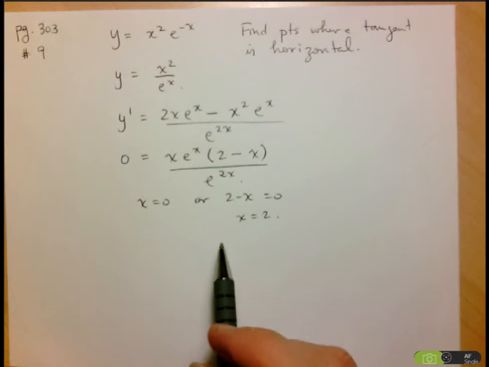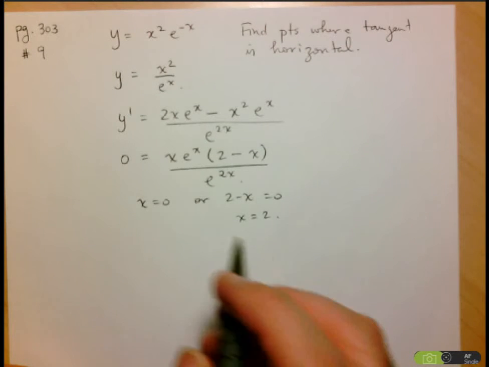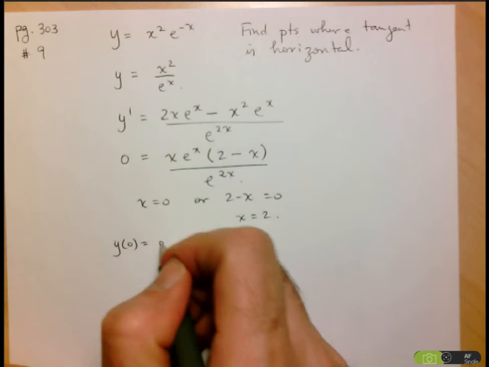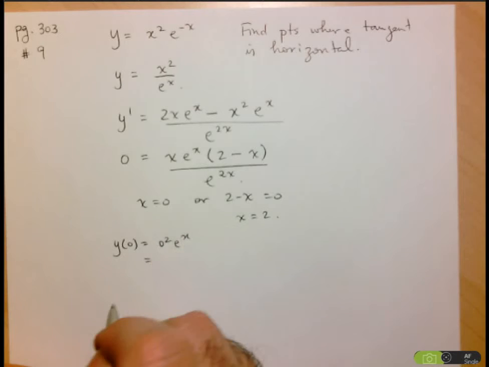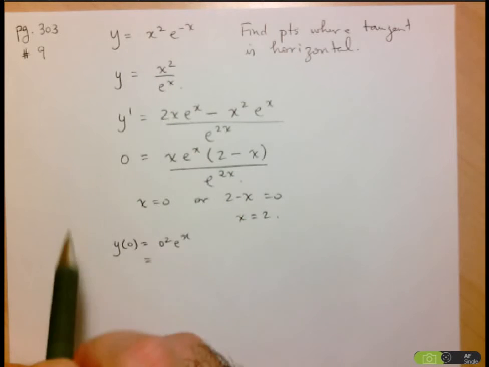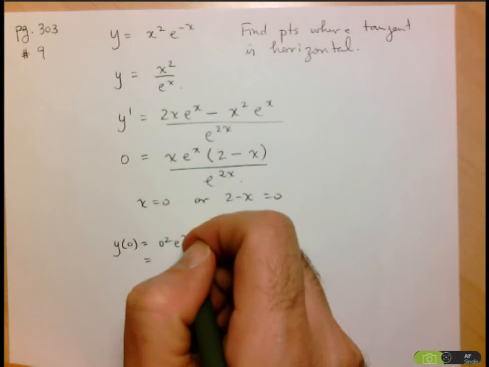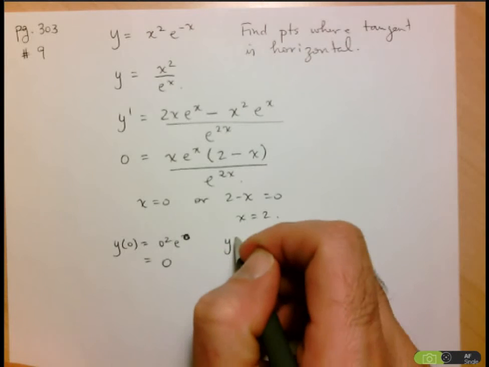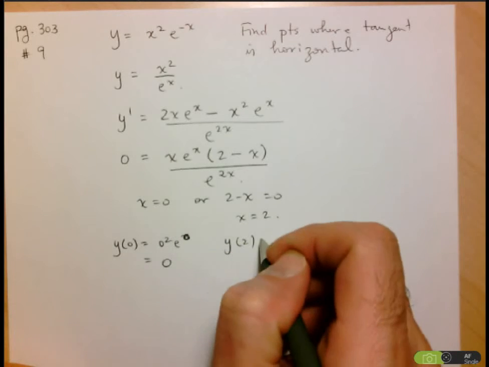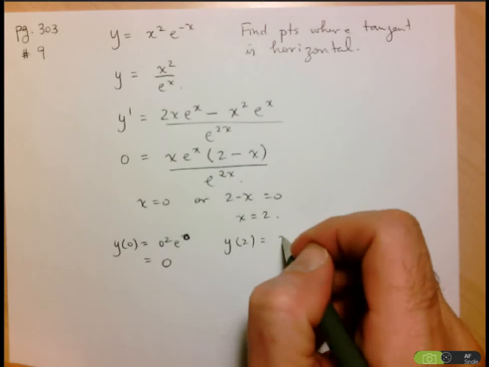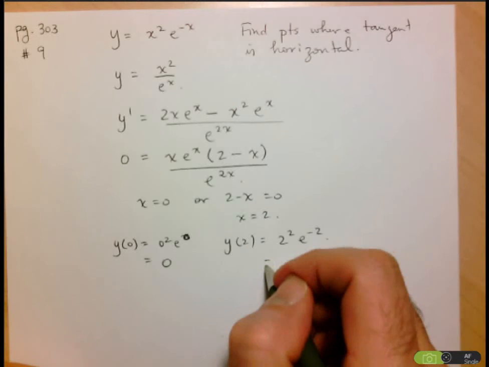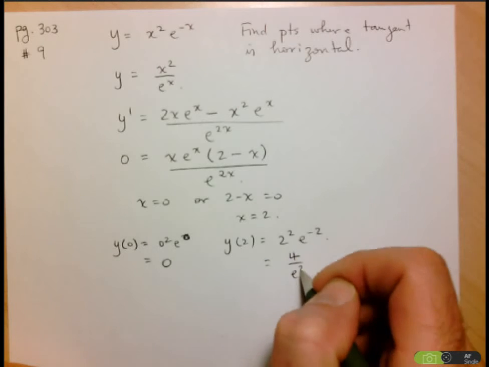Okay, but since we're looking for the point, we need to find the y values. So let's start by finding y at 0. So that's just 0 squared times e to the 0. Okay, just stick that back into the original equation. So, whoops, e to the 0 I meant. Okay, so that's just 0. And then y at 2 is just equal to 2 squared times e to the negative 2. So that's just 4 over e squared.